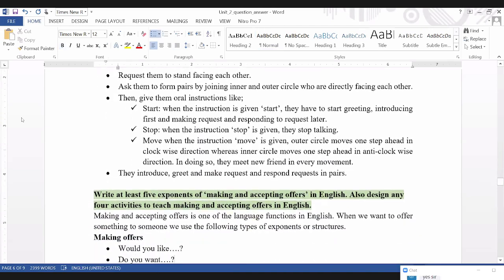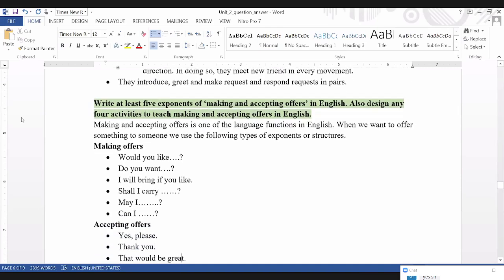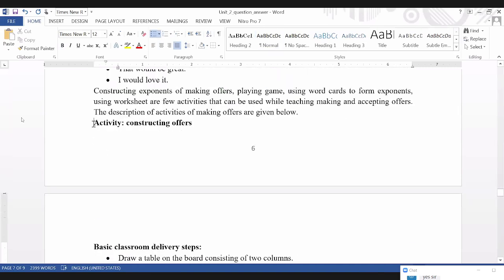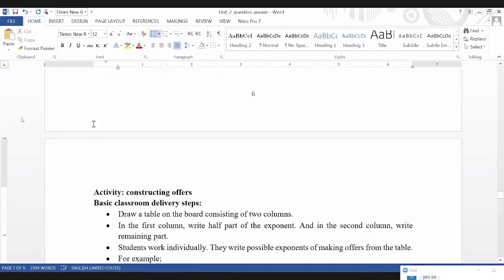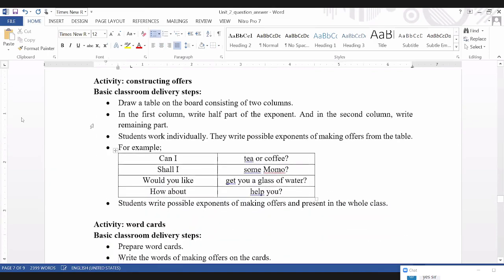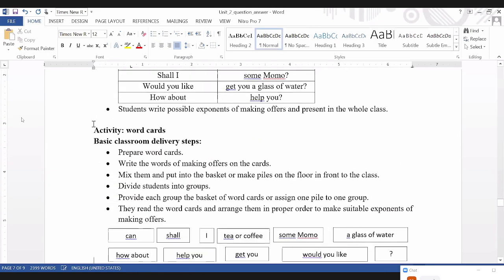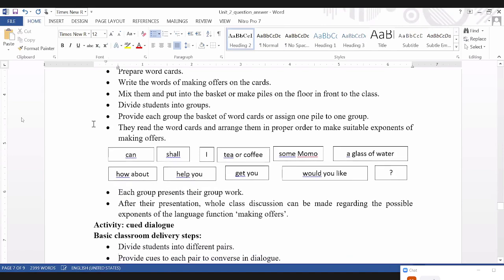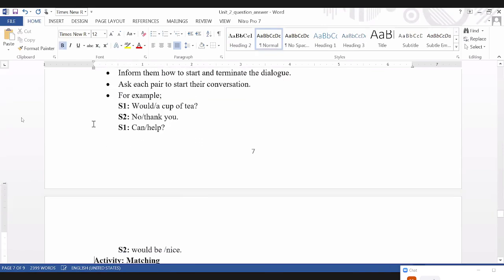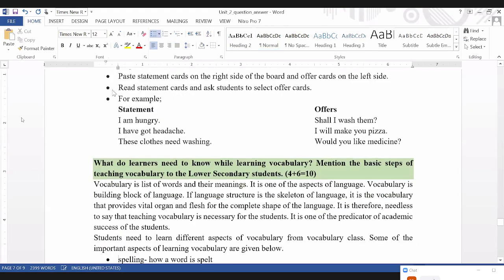Making offers, accepting offers, and what activity this we just discussed, and word cards this we just discussed. Cue dialogue we just discussed. Matching also we discussed. And now let's go to vocabulary.